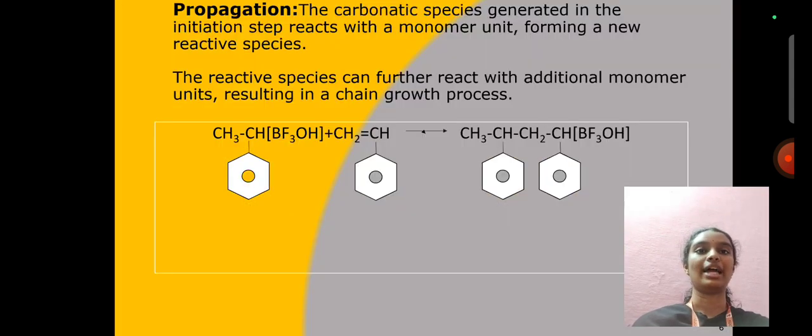The second step of the polymerization is the propagation. The carbocationic species generated in the initiation step reacts with the monomer unit, forming a new reactive species. The reactive species can further react with additional monomer units, resulting in a chain growth process. The product formed in the initiation step is again treated with the monomer styrene, and here the unsaturated bond is converted into a saturated one.